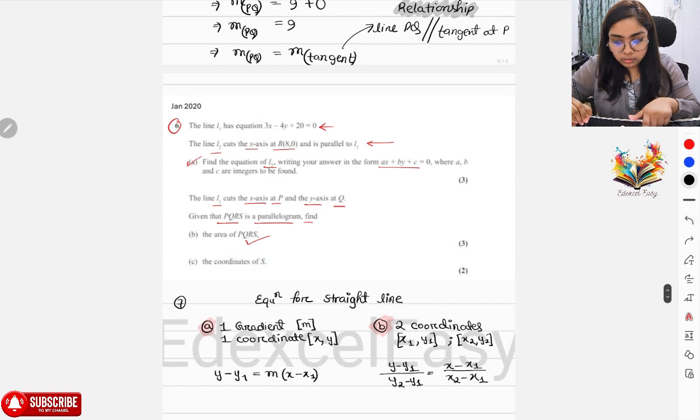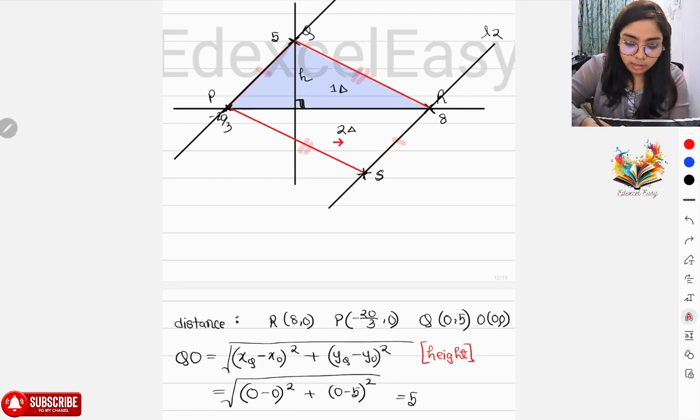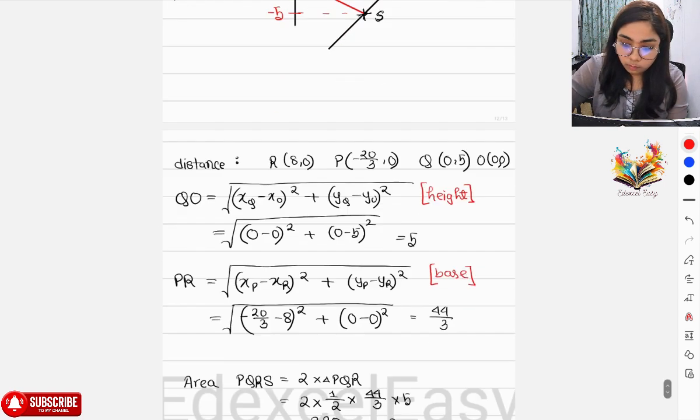Right now, the coordinate of S. If you go back, we can clearly understand that the height of this triangle and this triangle is equal. If the height of the triangle was OS, this is the height of the triangle also, right? So if Q was intersecting at y equals 5, that means the y coordinate of point S is going to be minus 5, right? And since S is a point on L2, I can just input that y coordinate into the equation for L2 to find out the x coordinate. So we'll start with that.